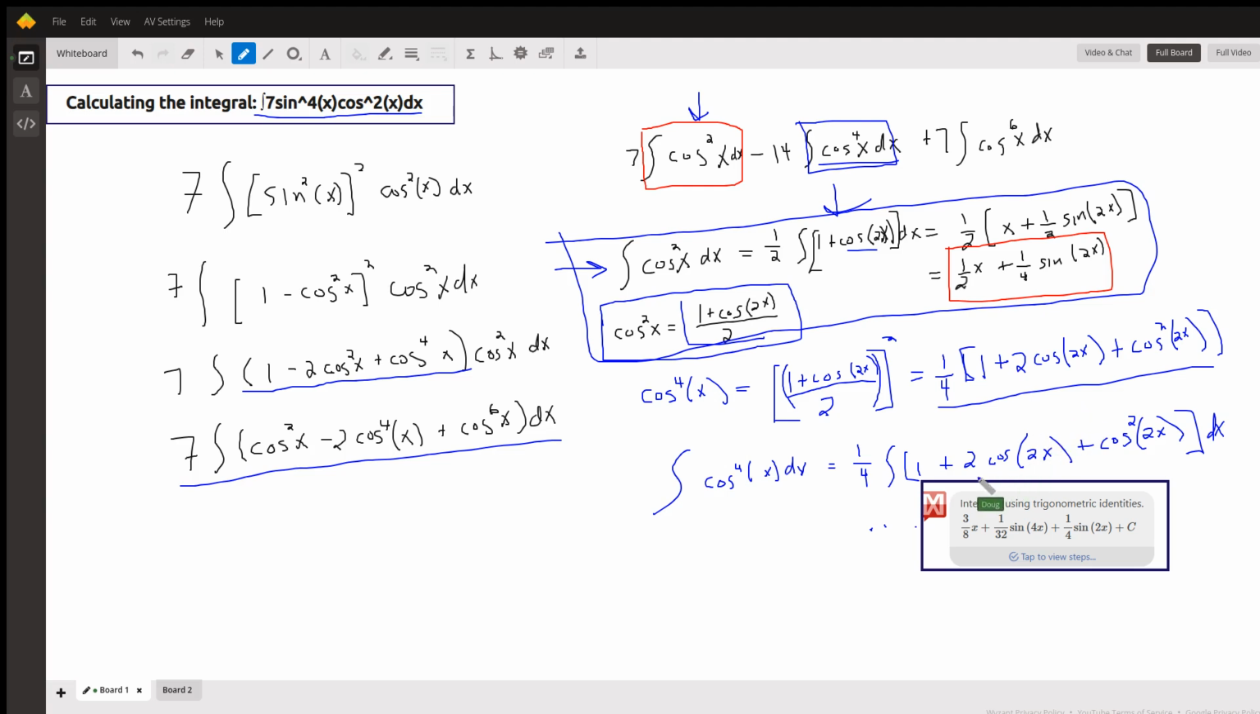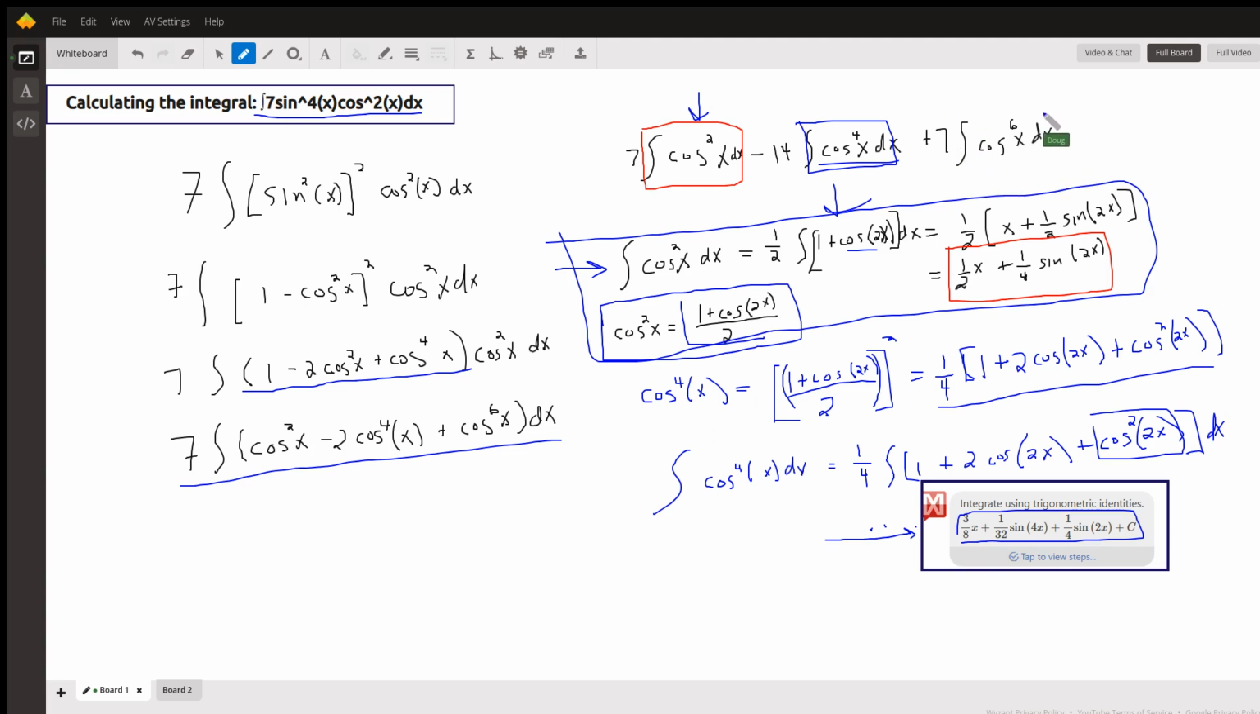Well, that's a pain, especially this one, cosine squared 2x. Well, that's kind of like this one, except we have a 2 here, so you'd have to do a little u substitution. But if you go to MathLab, I just typed integrate cosine 4th x in Google search, and MathLab came up, and I clicked on that, and there's an antiderivative right there.